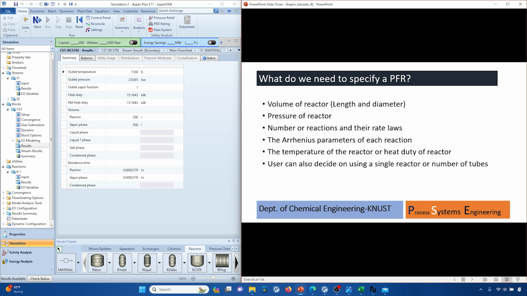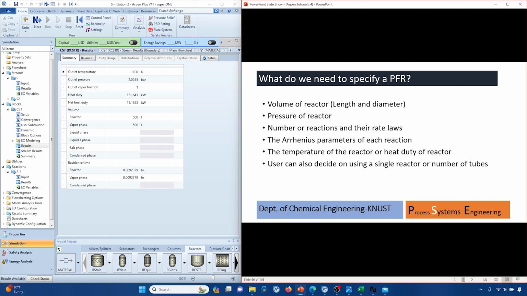The things required to specify these reactors are similar to those for the CSTR, except the volume of the reactor is specified in terms of the dimensions of a tube. It's a cylindrical vessel. The pressure of the reactor is also needed. We need Arrhenius relations and the rate law, the parameters for the Arrhenius equation, the temperature, and the other process conditions, depending on the configuration for the reactor.